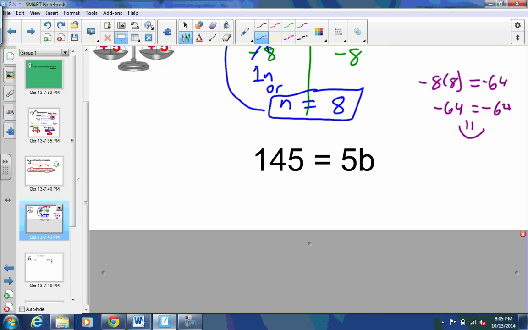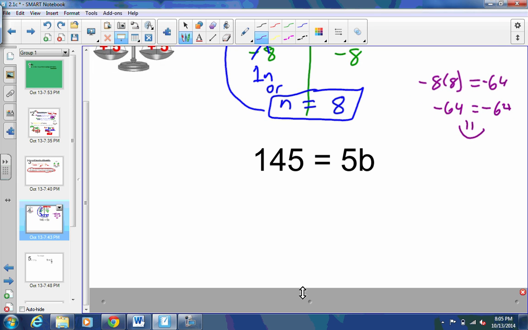Okay, so let's try another one. 145 equals 5b. So the variable we're trying to solve for here is b. To get rid of everything else on the side of the b, you have to recognize that we have some multiplication here. That's 5 times b. And to undo multiplication, you divide. So let's divide this by 5. And then remember, you have to divide everything on the other side by 5. So over here, 145 divided by 5, I believe you get 29. We can check that on a calculator.